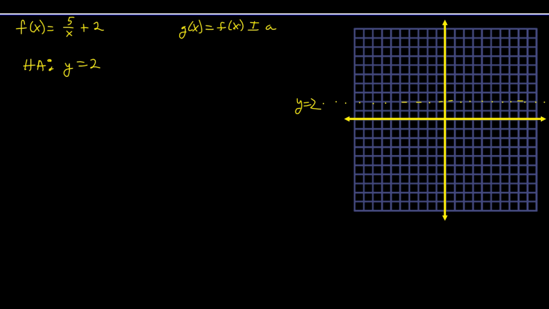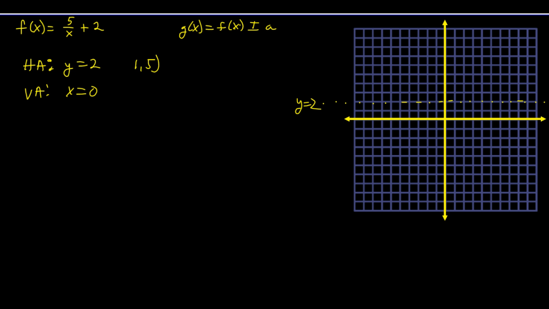Now, since we're just shifting up and not left or right, my vertical asymptote is going to remain the same place. It's where this is undefined, which is where x equals 0. So there's my graph now. So how do I get me some points for that graph? Remember, it's still going to be a hyperbola. I know that I'm going to have a section up here and a section down here. And so let's look at the points.